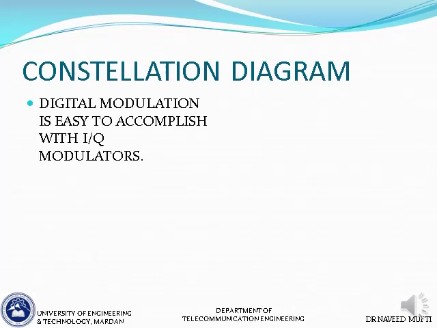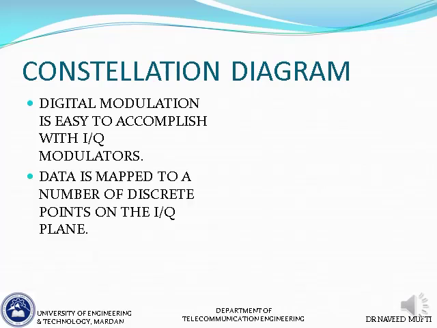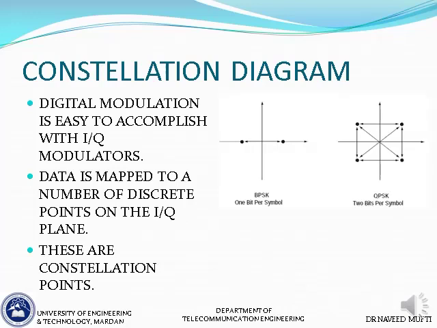Now we come to a constellation diagram. As you know, digital modulation is easy to accomplish with IQ modulators. The data is mapped to a number of discrete points on the IQ plane. These are basically what are the constellation points. तो अगर ये IQ plane में डिफाइन कर लूँ I और Q प्लेन, तो ये जो मेरे पास ये पॉइंट्स आते हैं, ये जो डिस्क्रीट पॉइंट्स मेरे पास आते हैं इन IQ प्लेन में, दीज आर कॉल्ड कॉन्स्टलेशन पॉइंट्स. और ये जो पूरा डायग्राम है दैट इज़ कॉल्ड द कॉन्स्टलेशन डायग्राम.